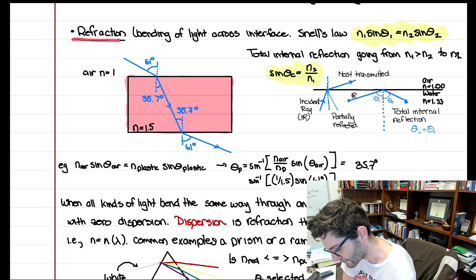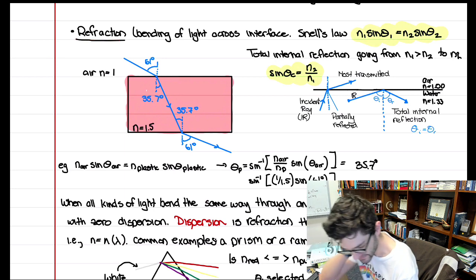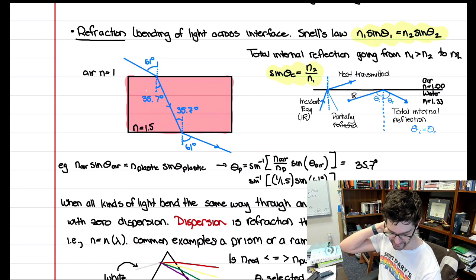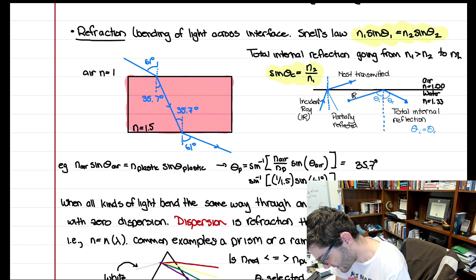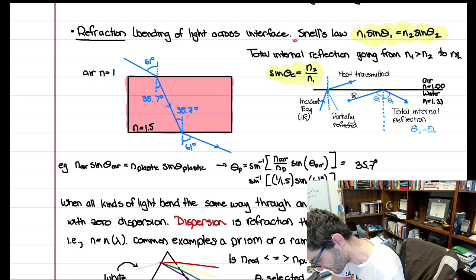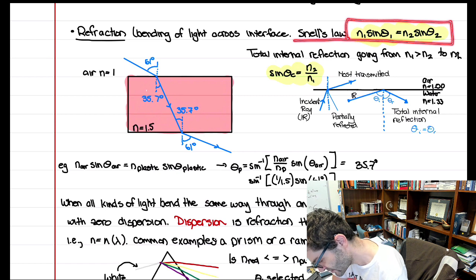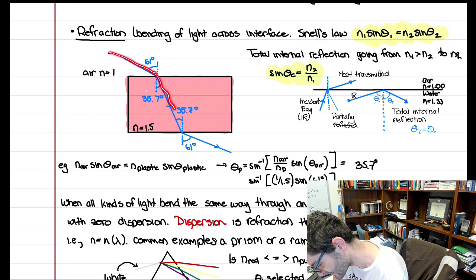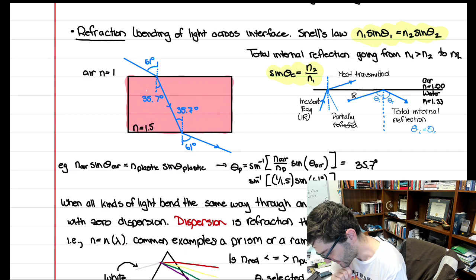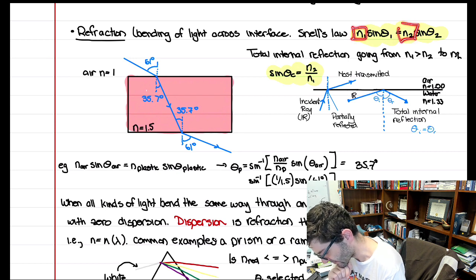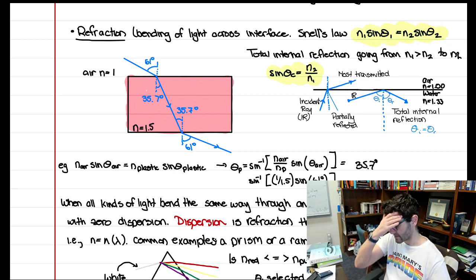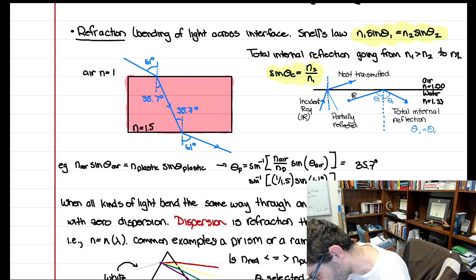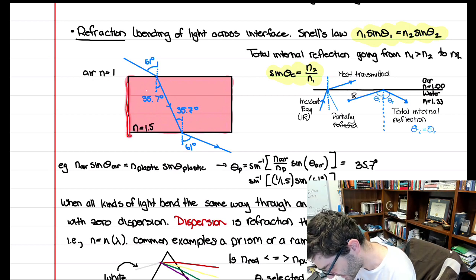Then we have refraction, where there's a bending of light across an interface, and refraction does not depend on the wavelength. It's just saying that light comes in and it bends. And the way that was quantified was through Snell's law, where you're changing mediums, like going from air into plastic. In that case, you have two different indices of refraction. And so the incoming angle when you're in medium one is related to the outgoing angle when you're in medium two through Snell's law.